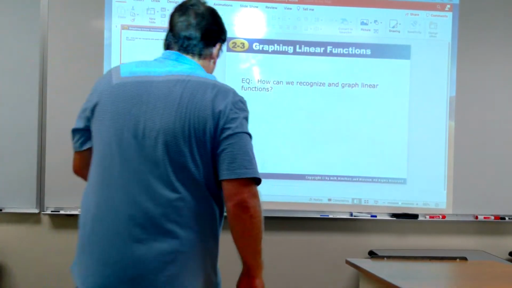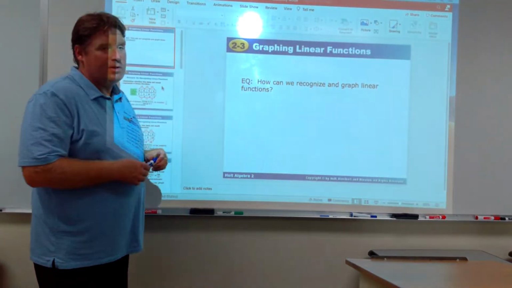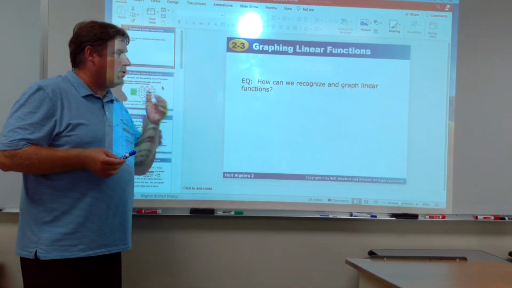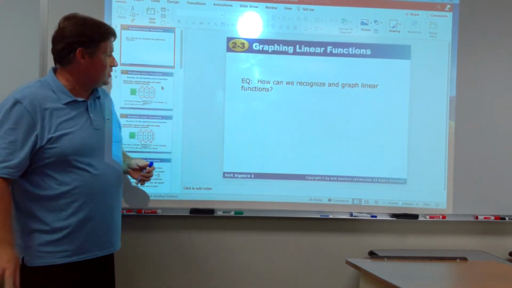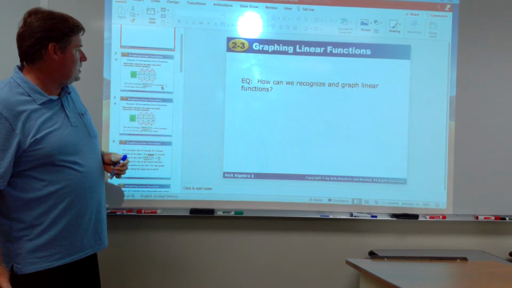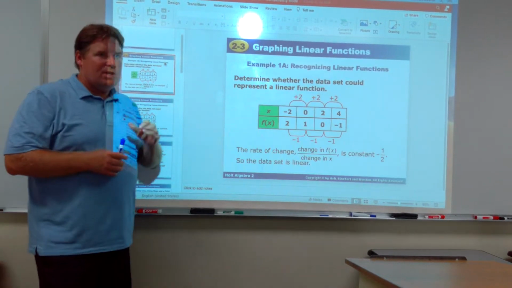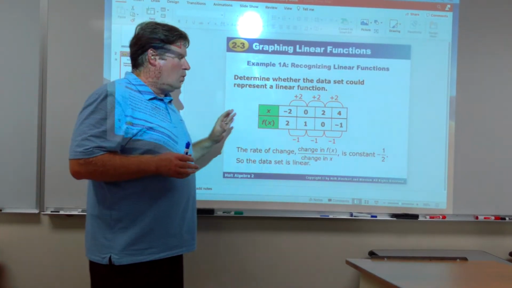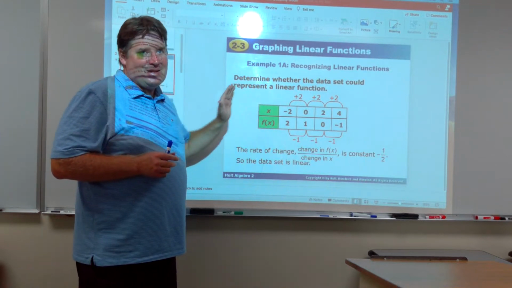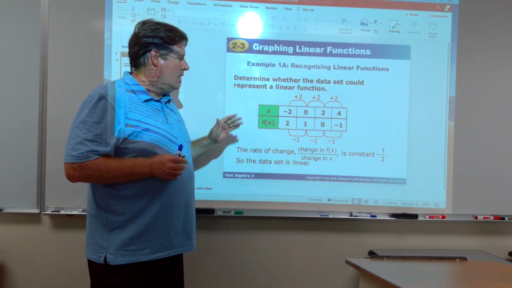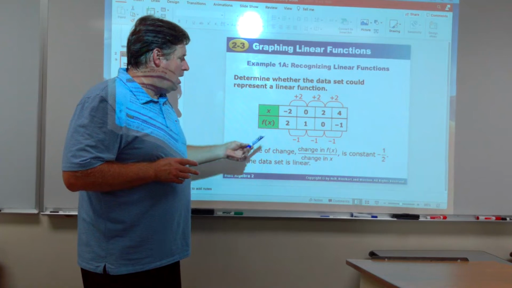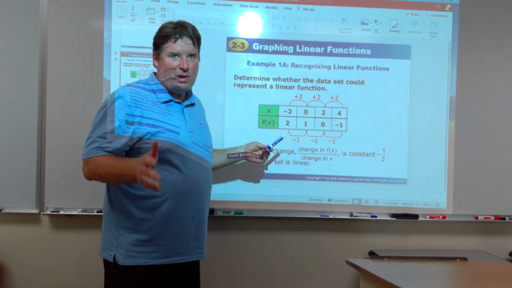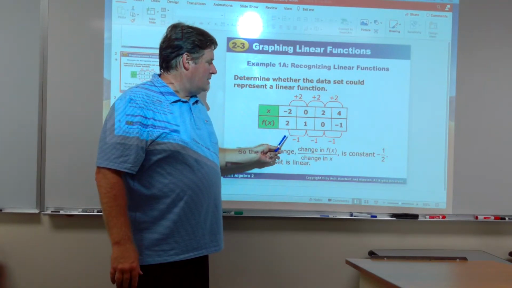Okay, welcome back. We're here now on section 2.3, and what we want to do is learn how to recognize and graph linear functions. A couple different ways we're going to go about that: if we're given a table of values, one thing we know about linear is that we have a constant slope. The slope doesn't ever change. So what you do is you check this change in y, or change in f of x, and y are the same thing. Make sure that that stays the same.